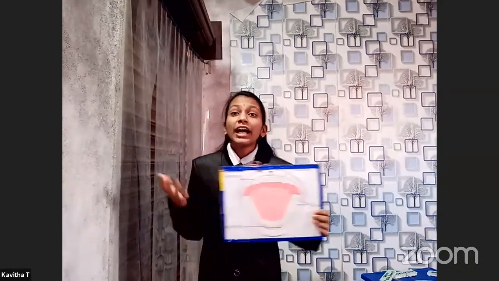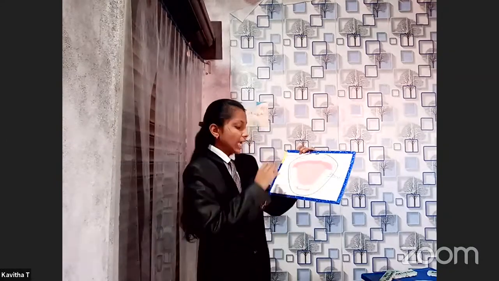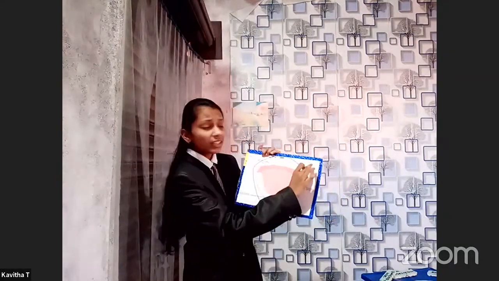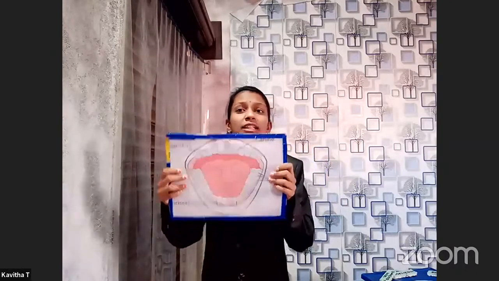Okay, first question. Human beings have how many permanent teeth? 32 permanent teeth. Are they the same or different types of teeth? How many types of teeth do we have? 4 types of teeth: incisors, canines, premolars, and molars. Okay, this is an open mouth showing the teeth.